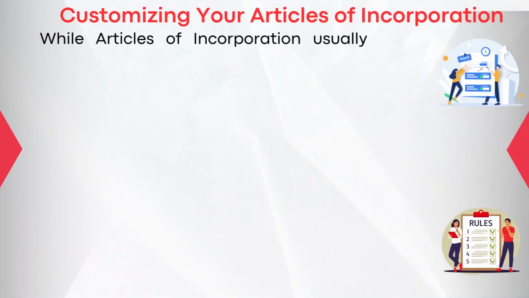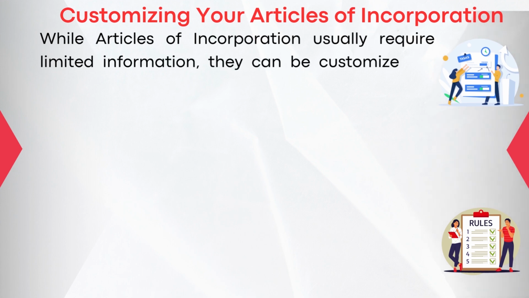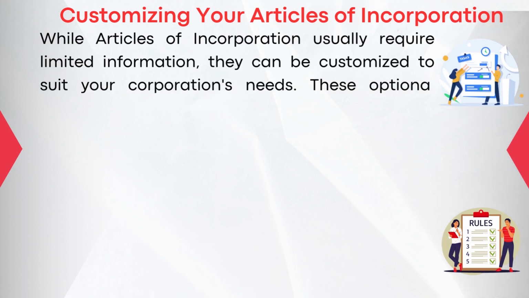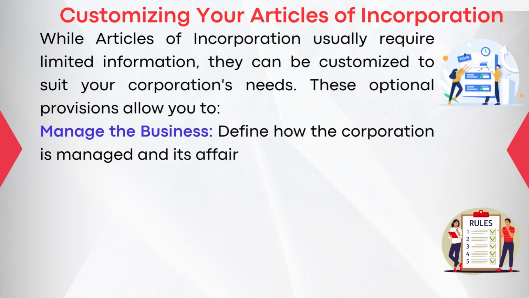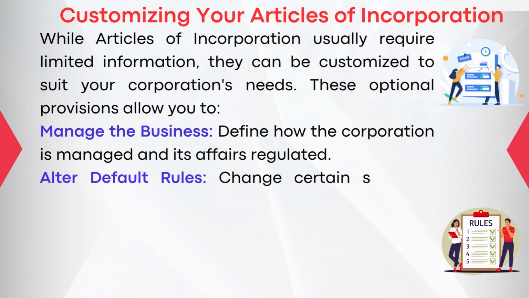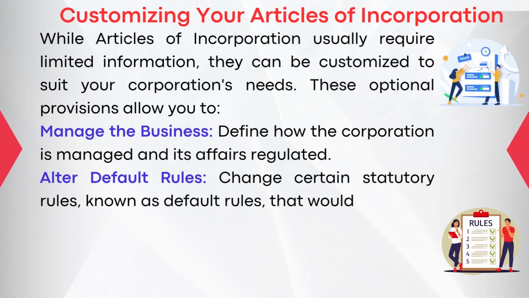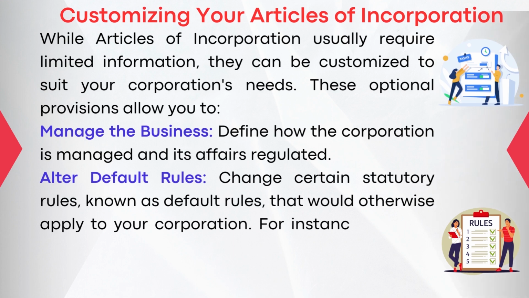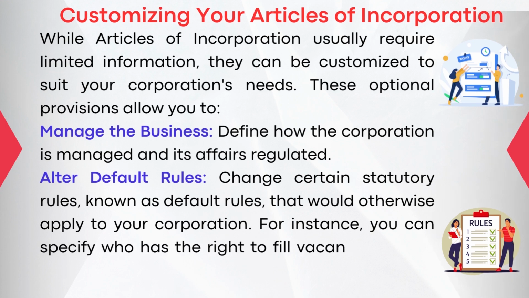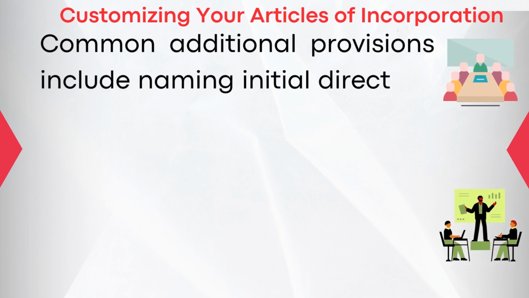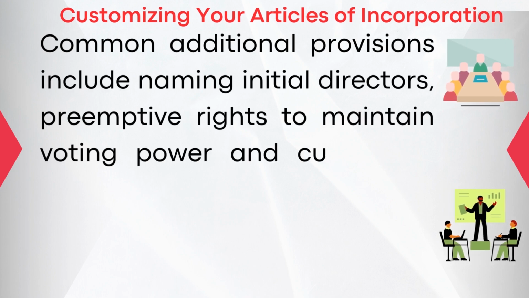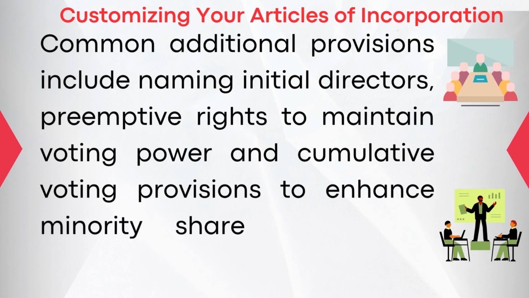Customizing your Articles of Incorporation. While Articles of Incorporation usually require limited information, they can be customized to suit your corporation's needs. These optional provisions allow you to define how the corporation is managed and its affairs regulated, and to change certain statutory rules, known as default rules, that will otherwise apply to your corporation. For instance, you can specify who has the right to fill vacancies on the board of directors. Common additional provisions include naming initial directors, preemptive rights to maintain voting power, and cumulative voting provisions to enhance minority shareholder voting power.